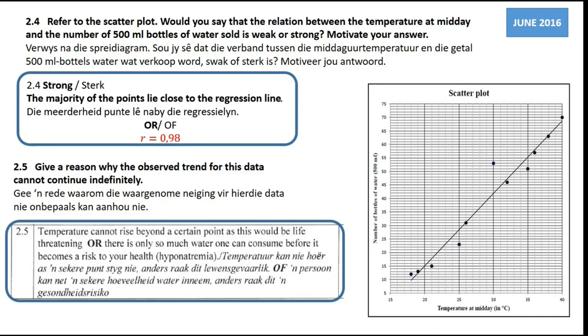Something like temperature can't get that hot. If it becomes 50 or 60, then you can't live anymore. People will start dying. Water will start boiling at 100 and so on. Anything like that that makes good sense will give you your marks. You'll see different answers there. They always come up with an almost open-ended question where you can basically write anything that makes sense. But you mustn't just waffle. It must make sense.